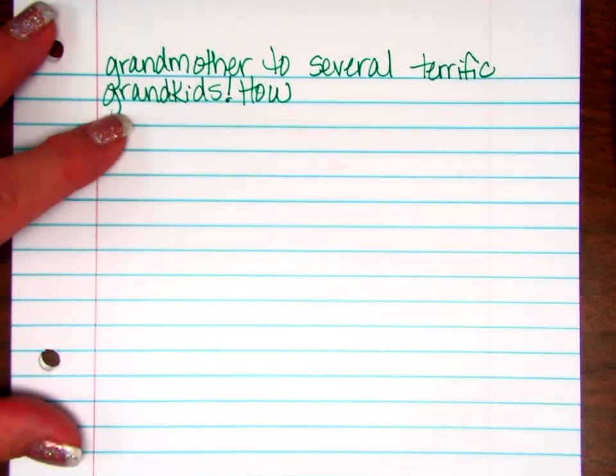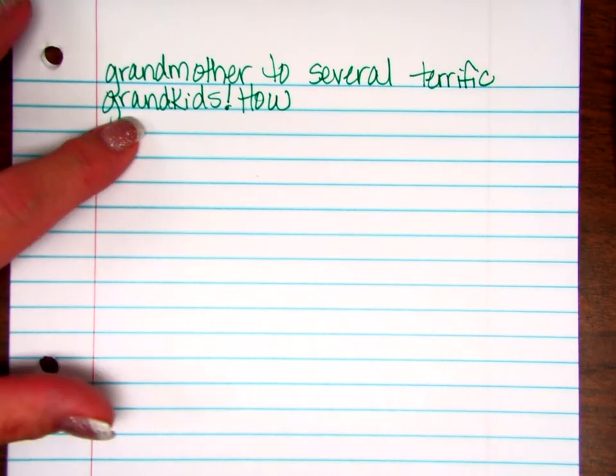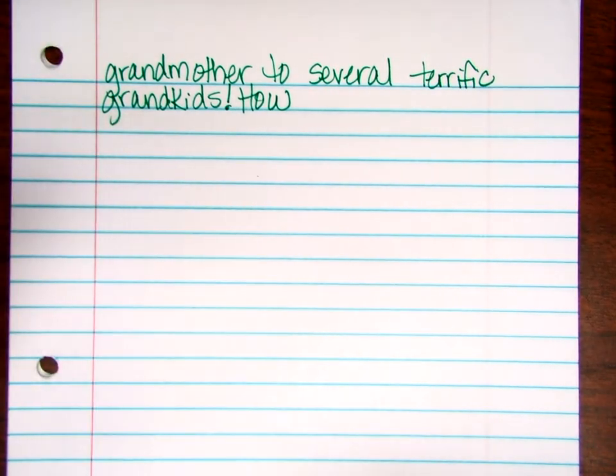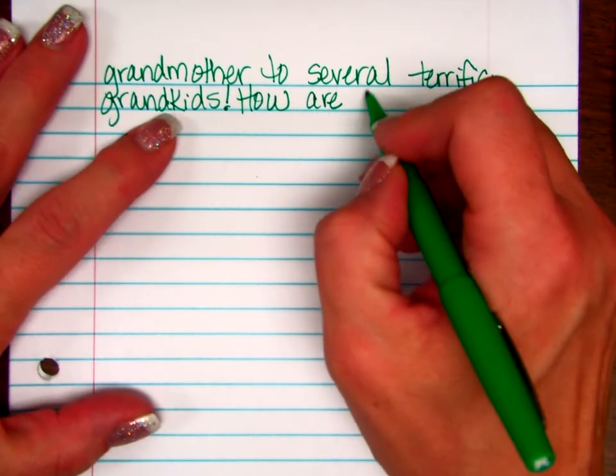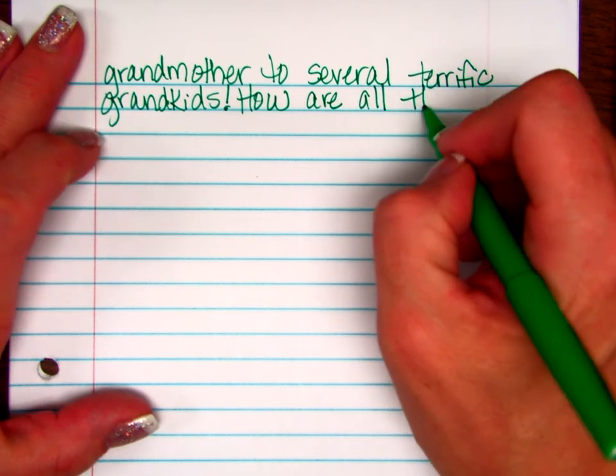So my sentence I just put in was referring to the fact that I was talking about memories, and she was a mom back then, but now she's a grandma. So I wanted to transition. So I said, now you are a grandmother to several terrific grandkids. How are all those grandkids doing?